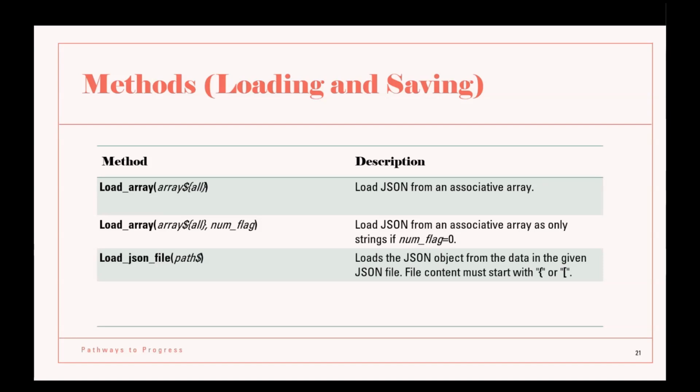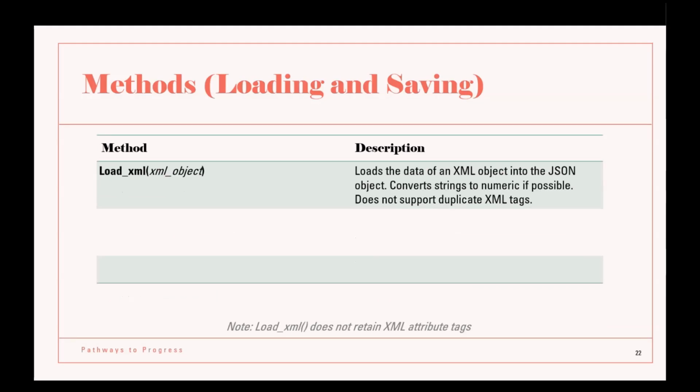There is a load JSON file function that allows you to load data from a JSON file. There is a quick check for an open curly or square brace, which is usually indicative of a JSON file when loading the data, but otherwise you'll want to make sure that your data is actually formatted correctly before you load it. We also have a load string function. This allows you to have a string of JSON data and load it directly to the object. This is identical to how you would load a JSON string with the associative array.